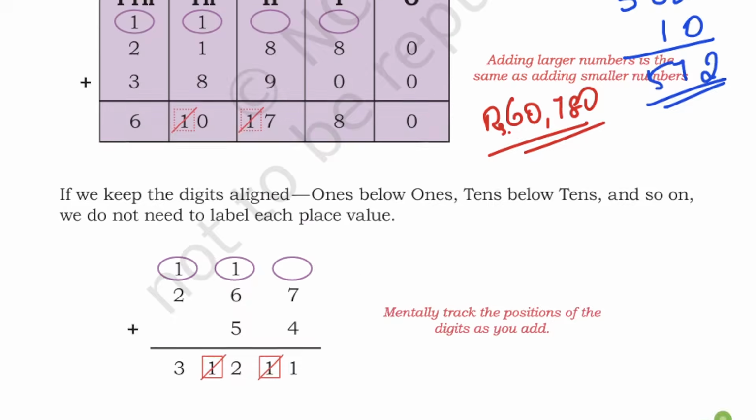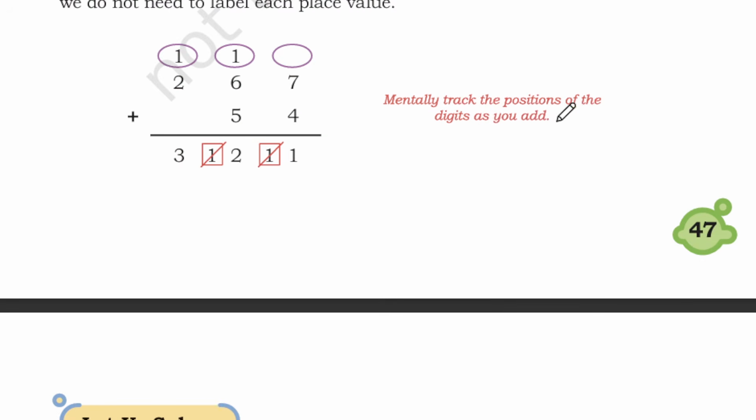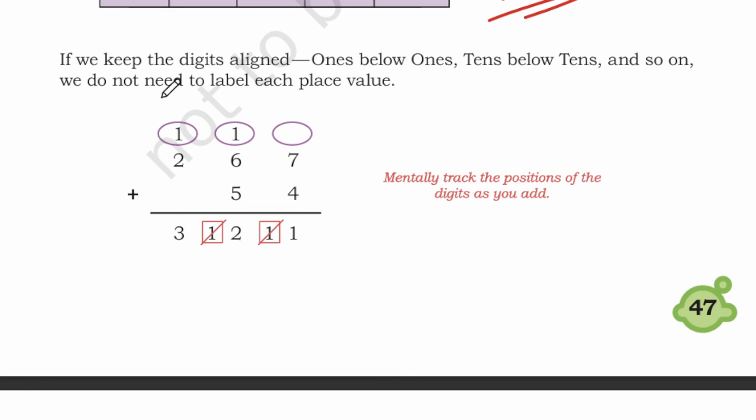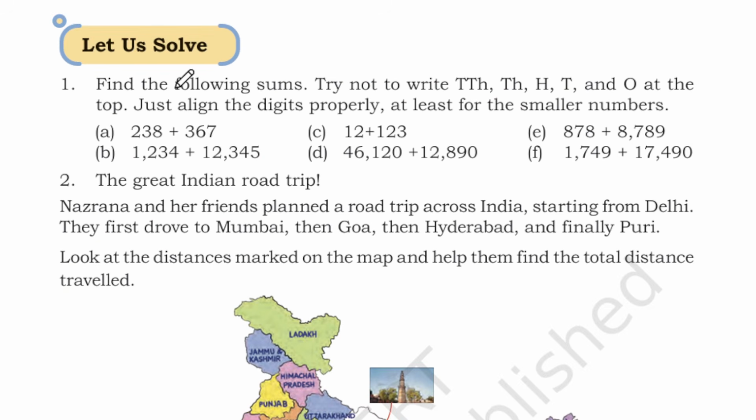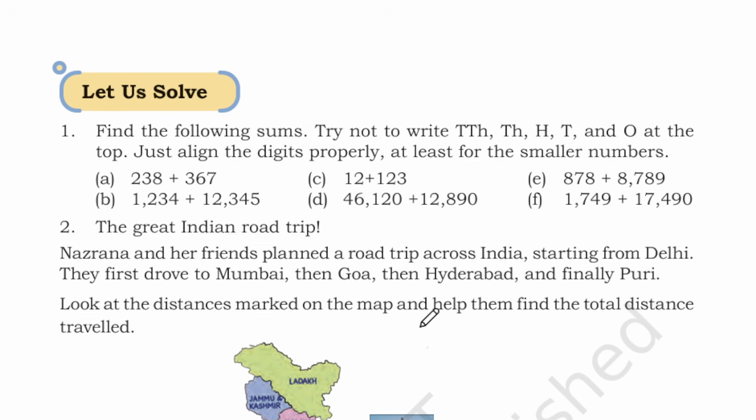Okay. So the mental track is the position of the digit. Here they have not mentioned the place value for each digit; we are just keeping track in our mind. So let us find the following sum. Try not to write 10,000, 1,000, 100, tens and ones at the top. Just align the digits properly, at least for the smaller numbers, so we can easily find the answer.